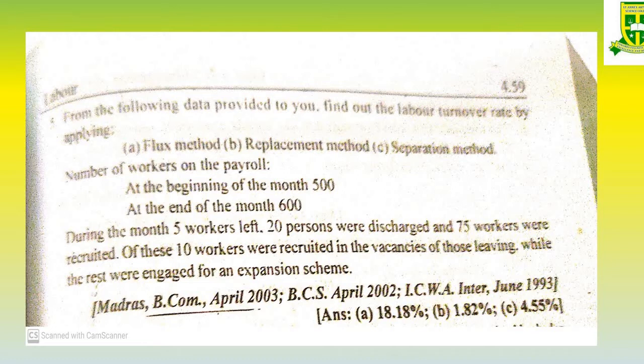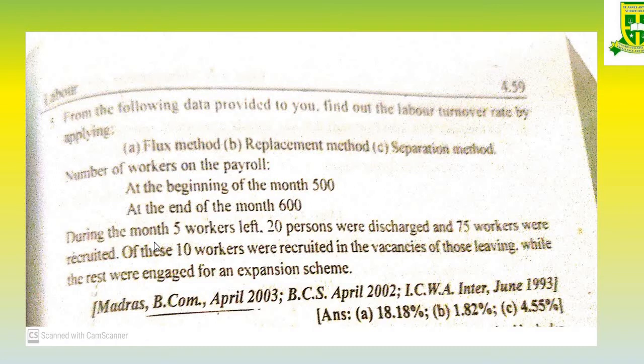I have told the formula already. So what is the formula? Average number of employees equals employees at the beginning plus employees at the end, divided by 2. So 500 plus 600 divided by 2, which will give the average number of employees.